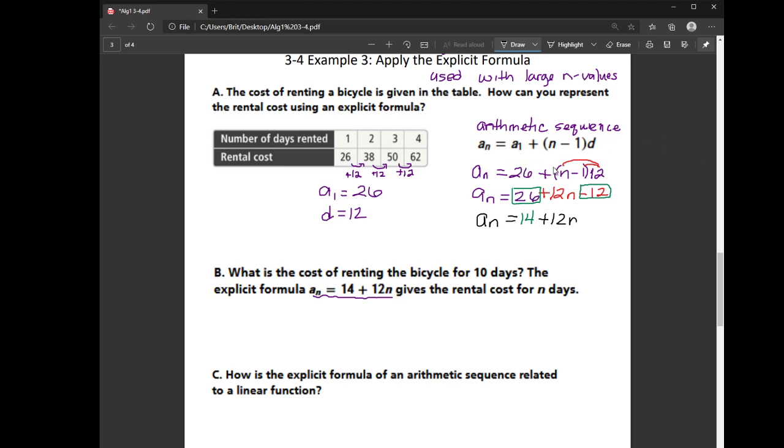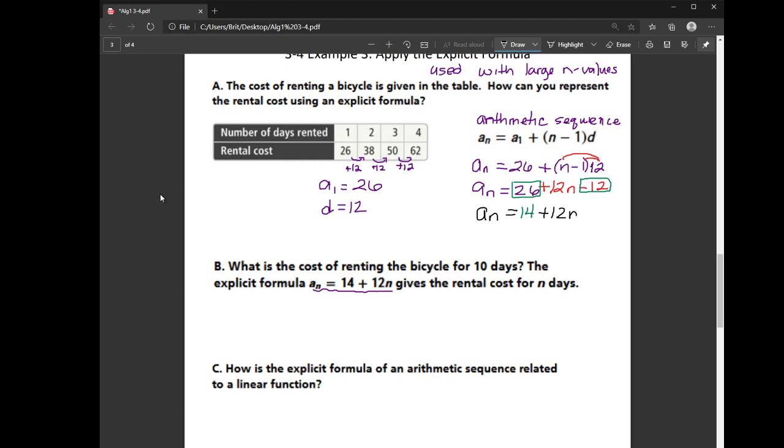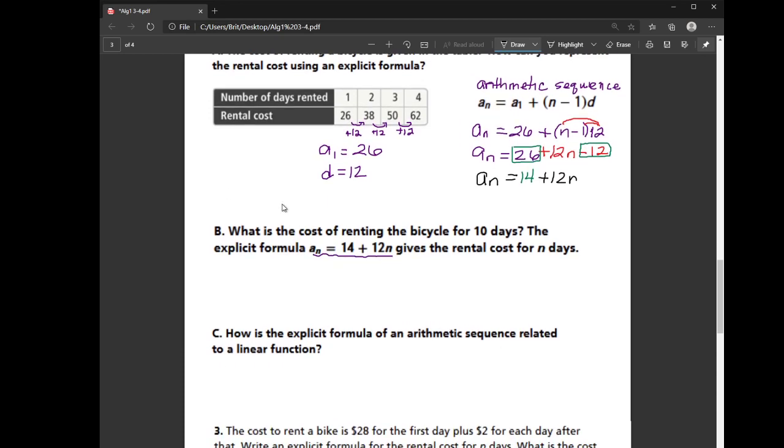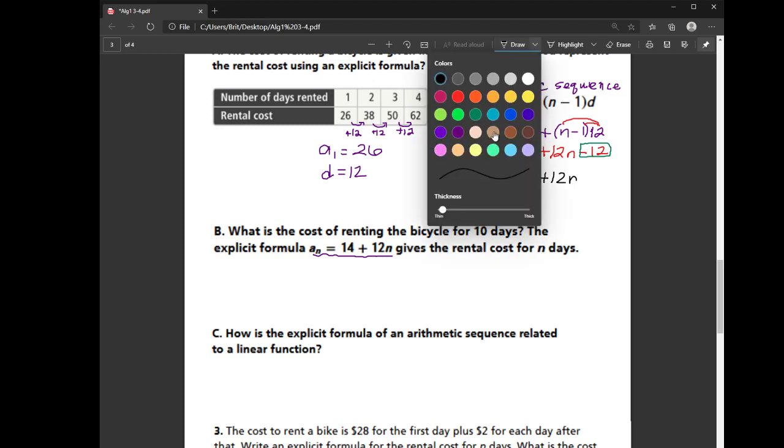And again, my original formula and this one, they're both correct. So then it says, what is the cost of renting the bicycle for 10 days? All right? And so this is nice because with the recursive formula, I would have had to plug in 10 times, right, to solve. But now I could just take the n value and replace it with the number 10.